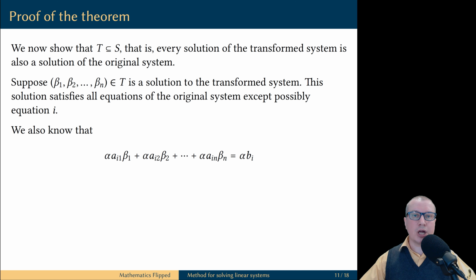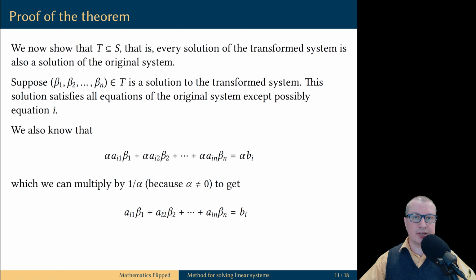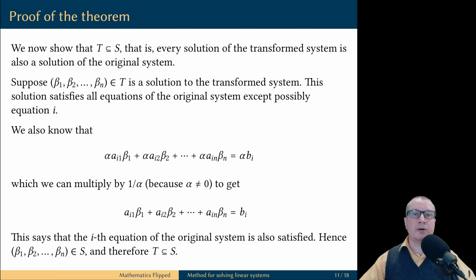But now we are going to use our extra assumption that alpha was a non-zero constant. It is essential in this case, because if alpha is a non-zero number, we can scale this equation by 1 over alpha, which exists because alpha is a non-zero number, and what we see is now betas satisfy equation number I of the original system. Therefore, betas satisfy all equations of the original system, and therefore it is a solution of the original system. This proves that every solution of the transformed system is also a solution of the original system, and it means that T is a subset of S.